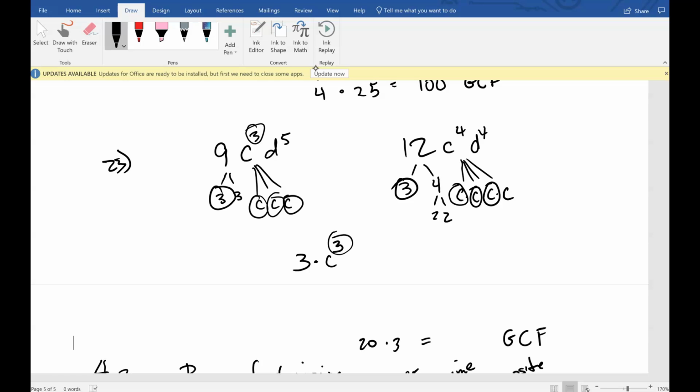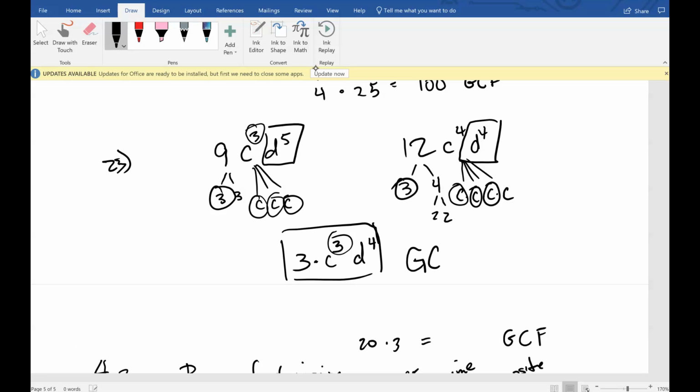So likewise, if we look here to the right, the d has 4 and the d has 5, so we can only put d to the fourth. That's as many as they have in common. So this is actually the greatest common factor for these two numbers, or these two expressions that include numbers and letters. So it's 3, c to the third, d to the fourth.